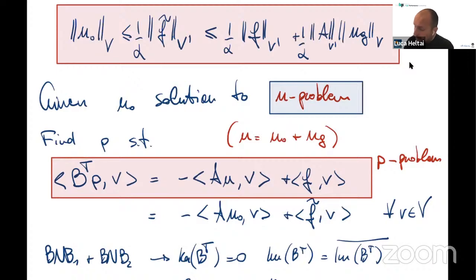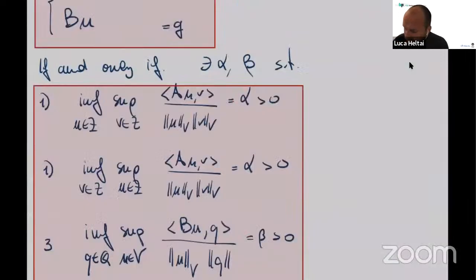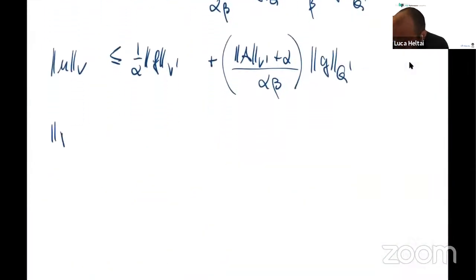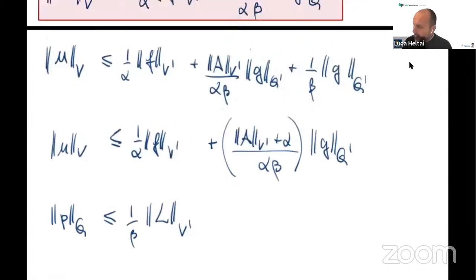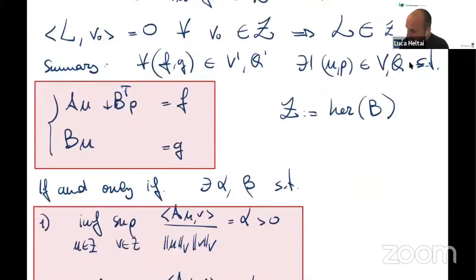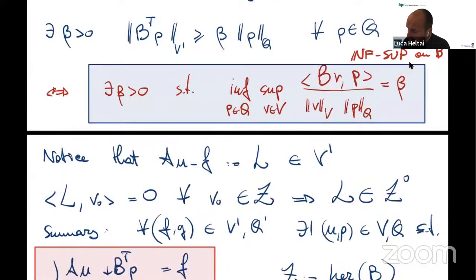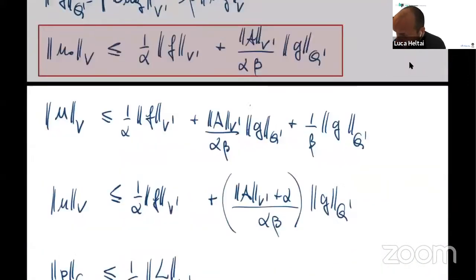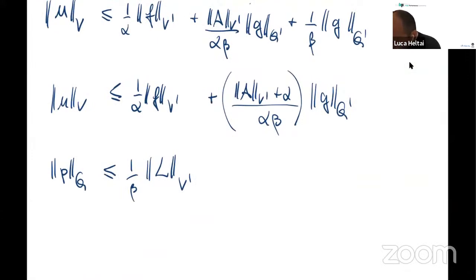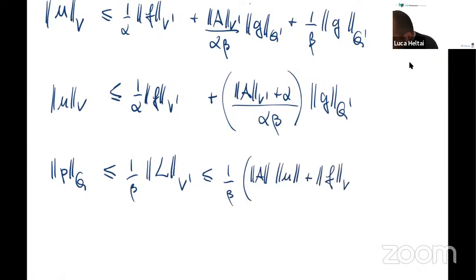There is bounding with respect to the norm of B. And so one obtains the norm on the P, it's written on the left hand side here. So one would have that the norm of P in Q would be 1 over beta, and then this would be the norm of L in V prime. And when I defined L, I defined L as the sum of all these guys that I had here on the right. So this guy over here is my L. So this is exactly equal to 1 over beta. And now I have the norm of A, the norm of U plus the norm of F in V prime.